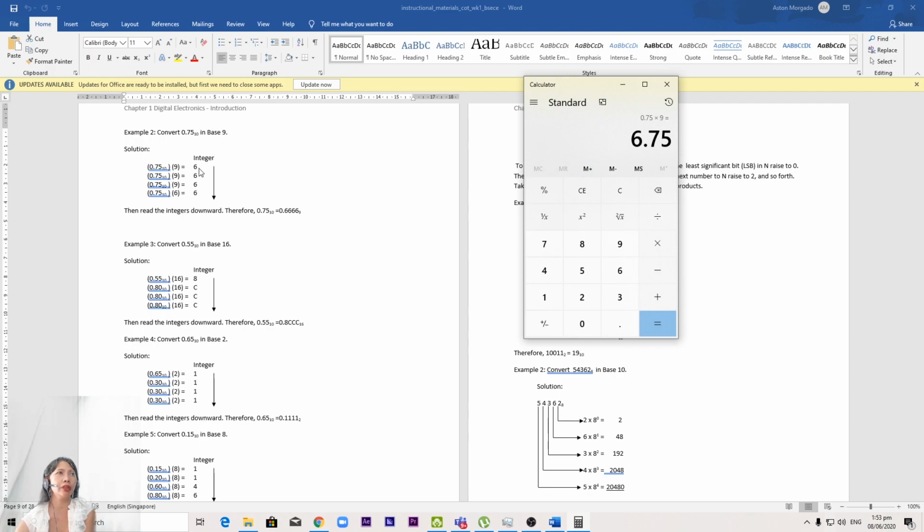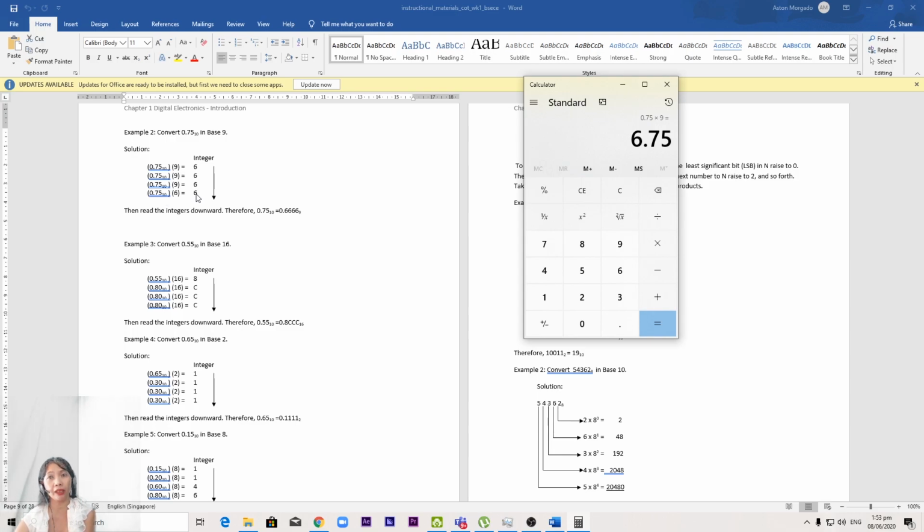6.75. So you write the whole number here, 6, then you continue multiplying with the decimal part. So we have 0.75 here. So of course, 0.75 continued multiplying with 9. So you'll have the same answer, of course, 6.75. Then again, take note of 6, and then continue multiplying with the decimal part. So you have 0.75 times 9, so again 6. So you write the 6 here, then continue multiplying with the decimal part.